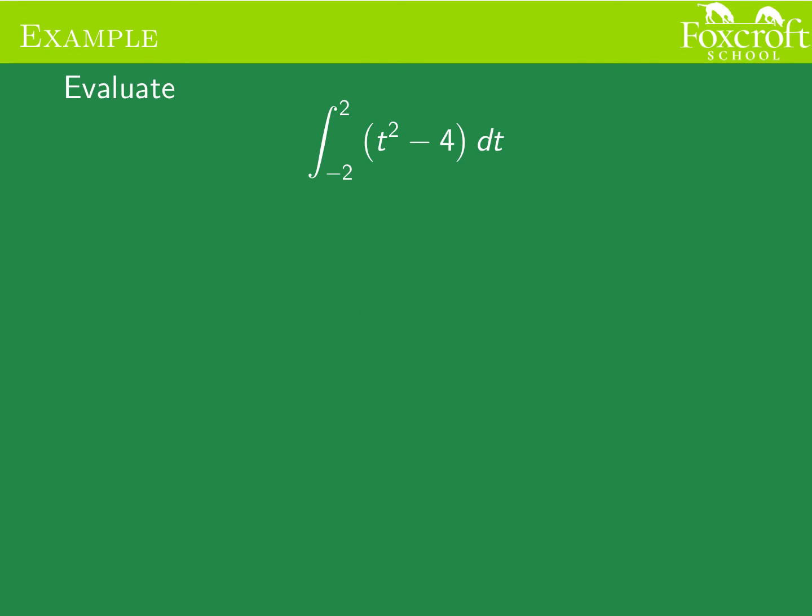All right, so here we want to evaluate the integral from -2 to 2 of t squared minus 4 dt. Again, the variable name doesn't really matter, as long as this matches the dt. It just means take the area under the curve of this expression from -2 to 2. So what do we have to do? The first thing we have to do is find the antiderivative.